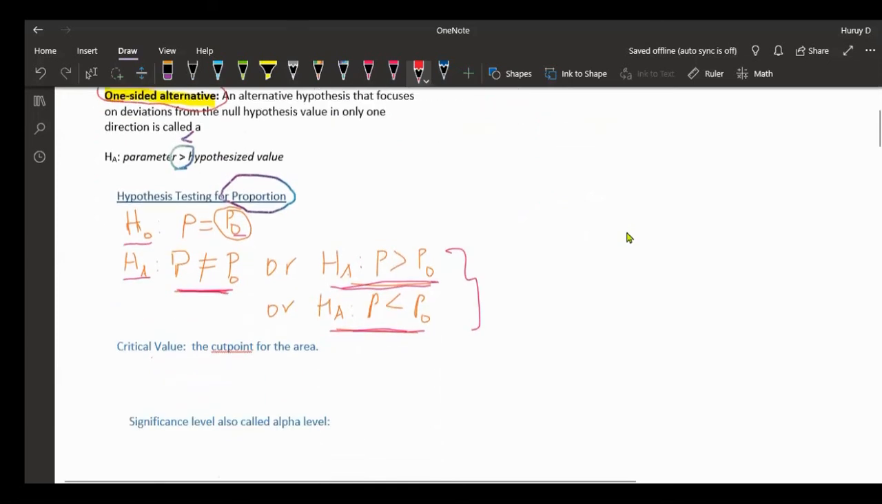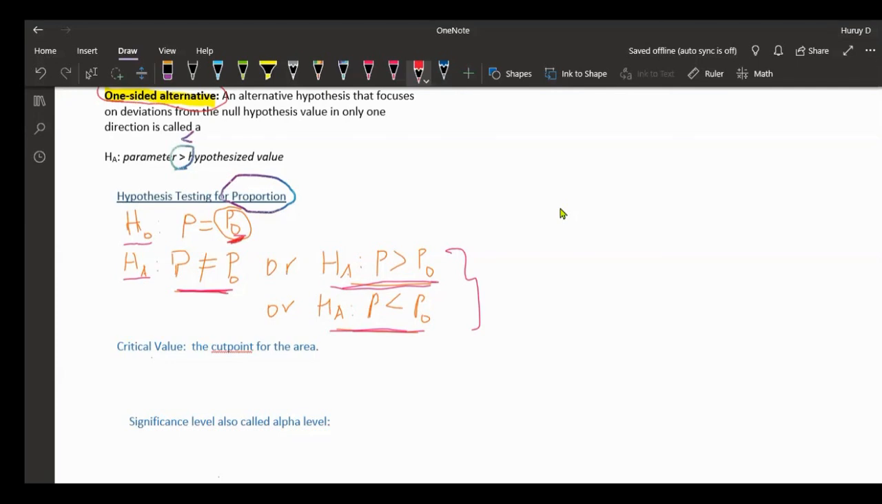All right, now for proportion, if our test is about proportion, then the way we write the hypothesis is, the first one, H naught or H sub naught, the null hypothesis, is given by P equals P naught. This P naught is just a number. It's some given number, some given proportion. But this P is the variable, the parameter.